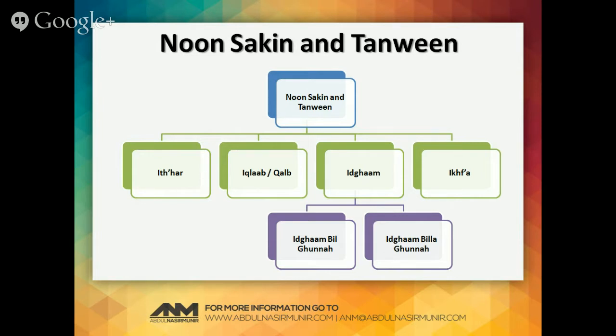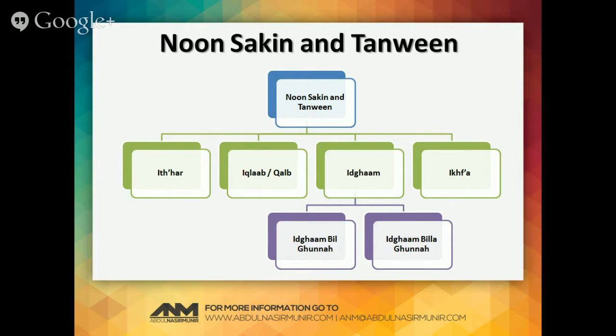Then we have idgham. Now idgham means assimilation, or you can remember it as a merge, combining. So this idgham rule has two further categories. Idgham bil ghunnah, which means idgham with ghunnah. So idgham, the merge, bil meaning with, and ghunnah meaning the nasalization. So merge with nasalization. And the second one is idgham bila ghunnah. Bila means without.